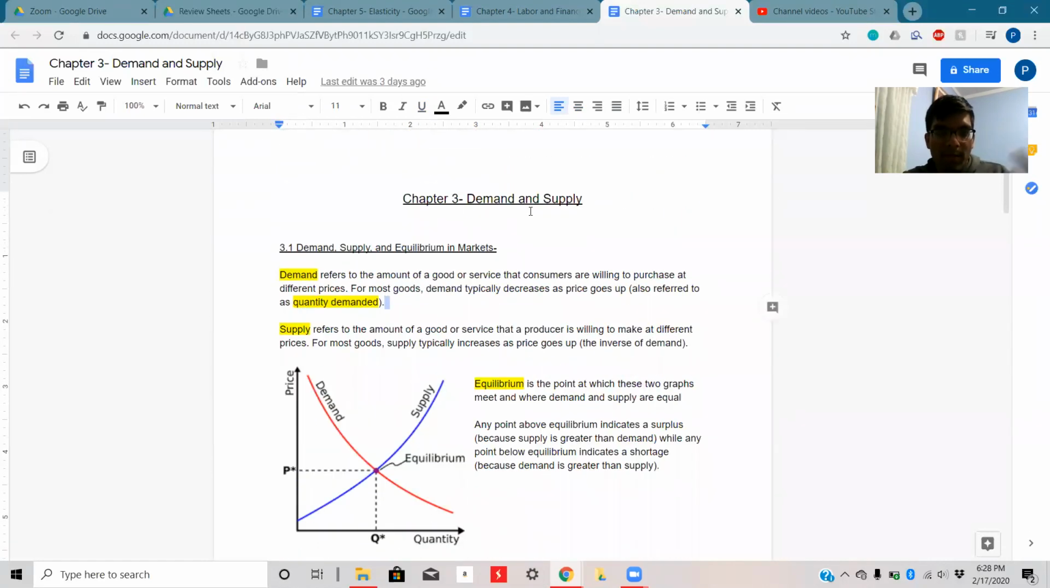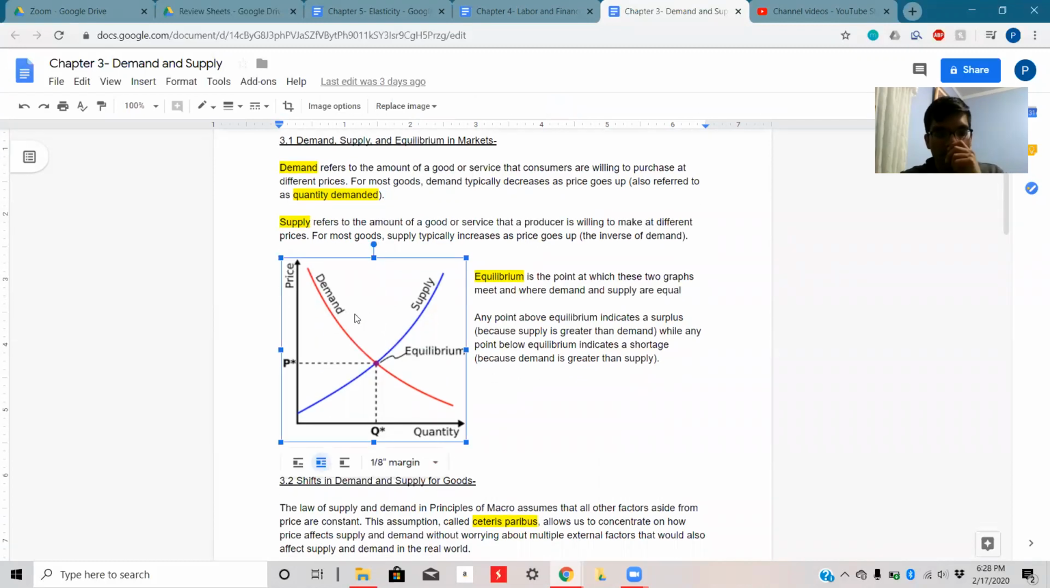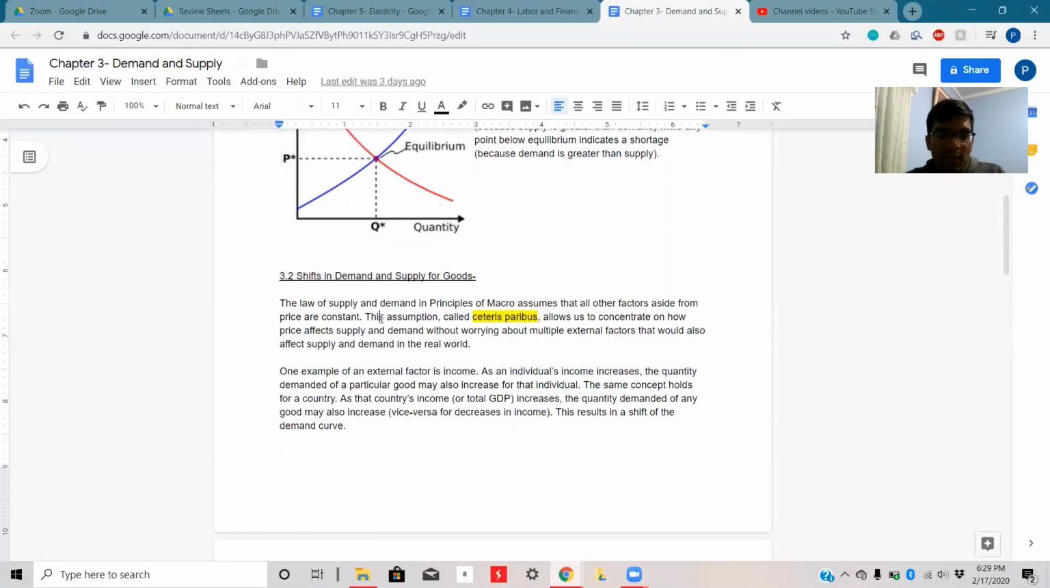Right here I have chapter 3, demand and supply. 3.1 is supply, demand, and equilibrium, which I'm sure most of you are familiar with from this graph. Demand usually goes down and supply usually goes up, and they cross each other in the shape of an X. Wherever they intersect is the point of equilibrium, where supply equals demand, and the need in the market is being met by the suppliers.